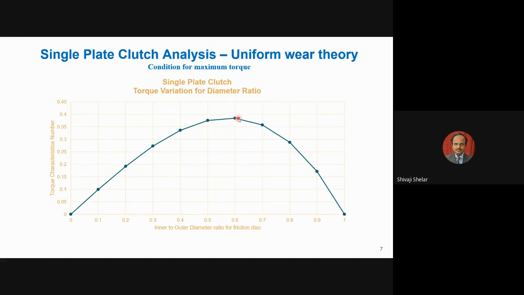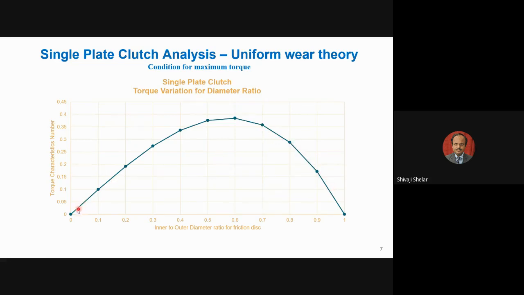After that, if you further increase the inside diameter, keeping do the same, and suppose you come to 0.7 here, we find again there is a decrease in the torque characteristic number, which will decrease the torque carrying capacity of your clutch. So initially, by increasing inside radius or inside diameter, you can increase the torque carrying capacity of your clutch system, but further increase will destroy your torque carrying capacity.